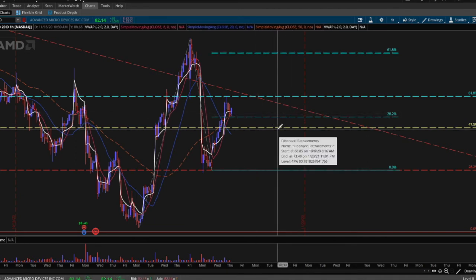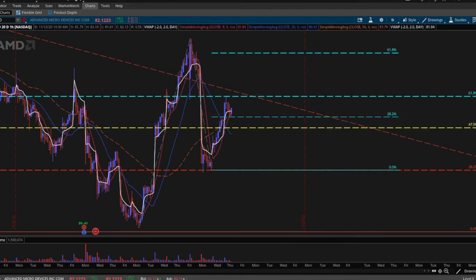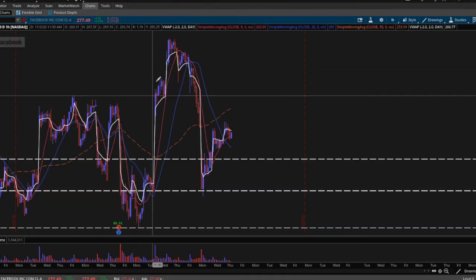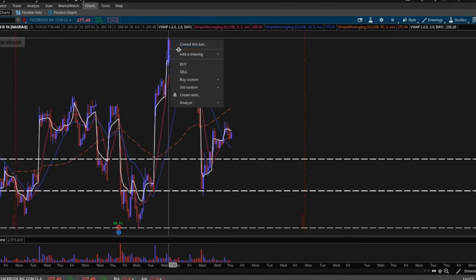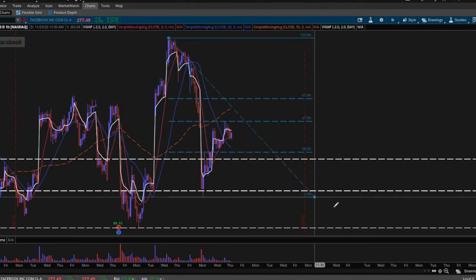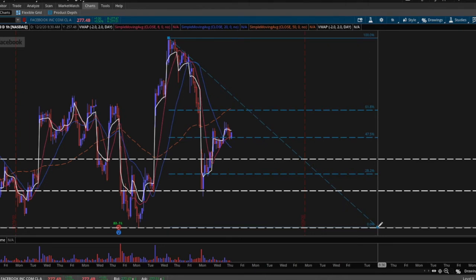If we start to break below, then you might have to reconsider things. Okay, quickly moving on to Facebook. Facebook, you can see another good wave pattern forming here. So we just take our Fibonacci retracements, take them from high to low.